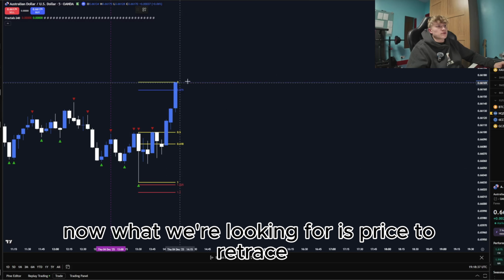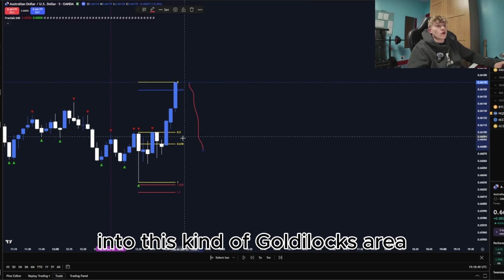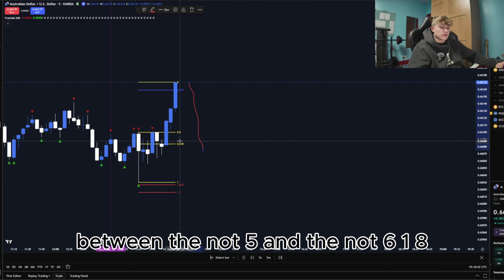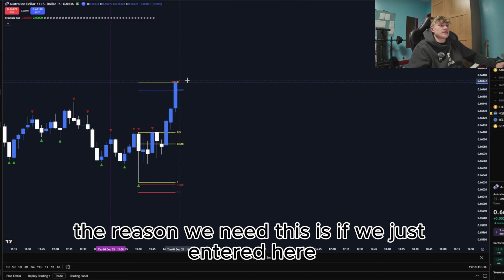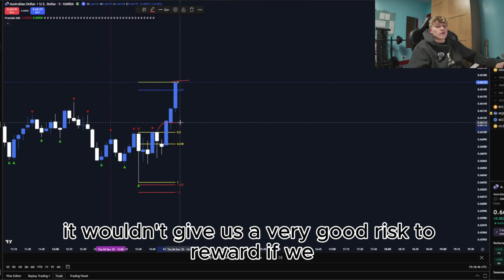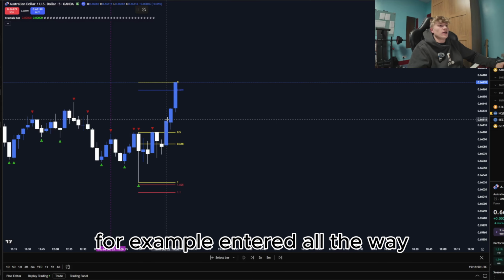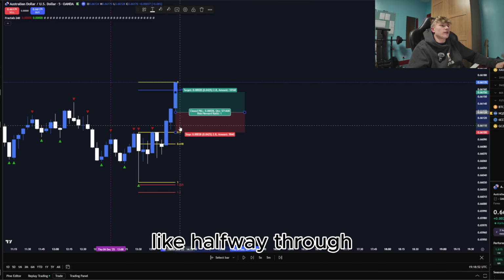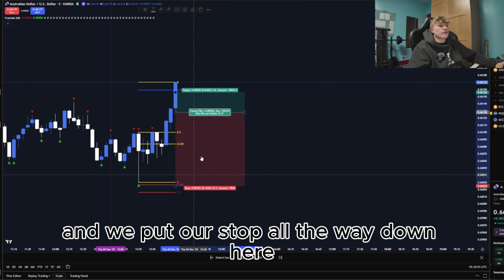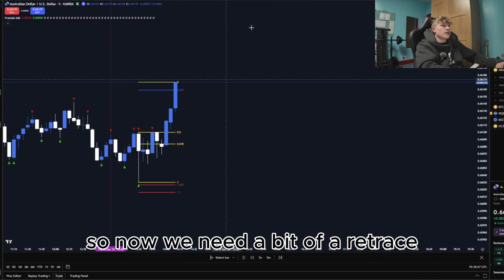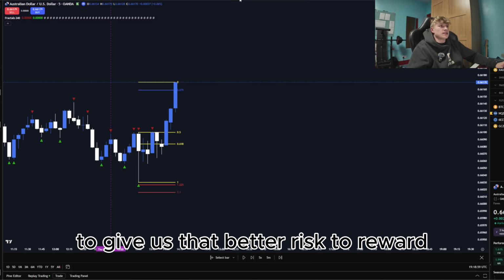Now what we're looking for is price to retrace into this kind of Goldilocks area between the 0.5 and the 0.618. The reason we need this is if we just entered here or just entered off of the breaker structure, it wouldn't give us a very good risk to reward. If we, for example, entered all the way, maybe up here, like halfway through, and we put our stop all the way down here under the low, it's not a very good risk to reward. So now we need a bit of a retrace to give us that better risk to reward.